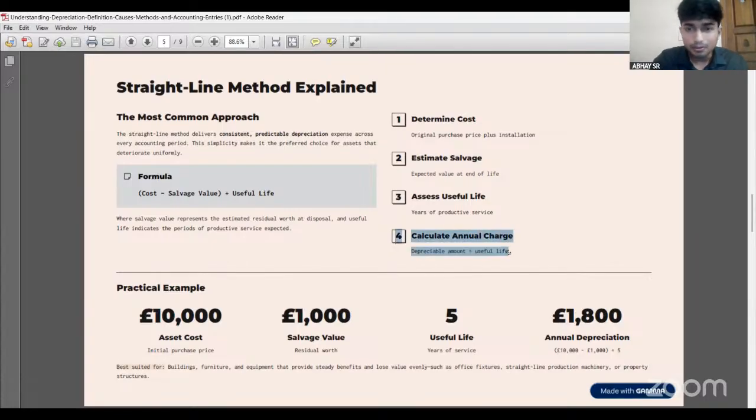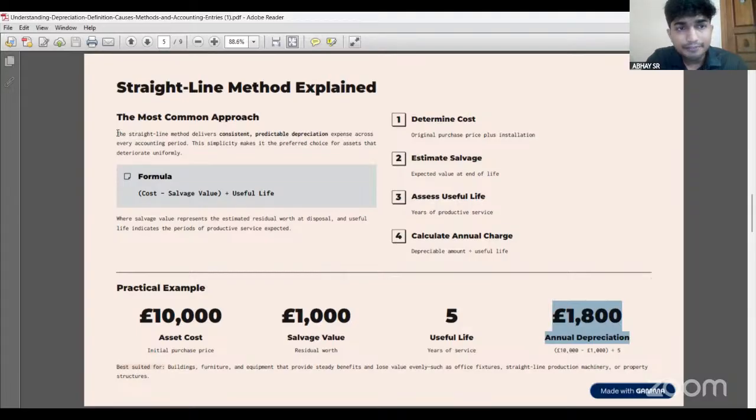I just kept it for the understanding. That's it. So if you see, asset cost was 10,000, salvage value was £1,000, and the useful life was 5 years. So 10,000 minus 1,000, we got a particular cost divided by its useful life. We got the annual depreciation, and we have to charge that annually. We would come to the charging of depreciation.